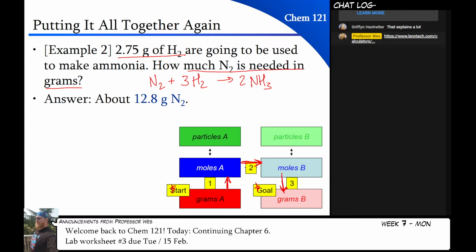All right, I have 12.8 here, probably because I had a rounding issue with using different numbers from different sources. It's fine.